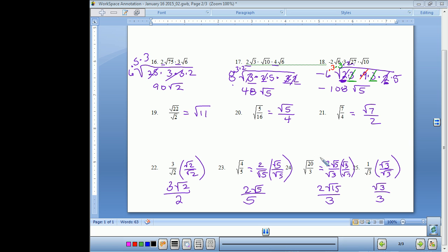On this one, we can simplify the 20. 20 breaks down to 4 times 5, so it's 2 roots of 5. And then we multiply the top and bottom by square root of 3, so we get 2 roots of 15, because root 5 times root 3 is 15, over 3. On this one, we just multiply the top and bottom by square root of 3.